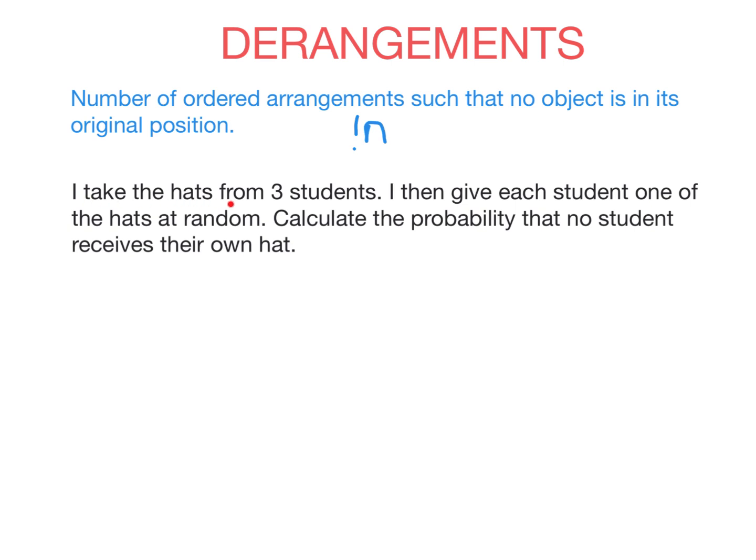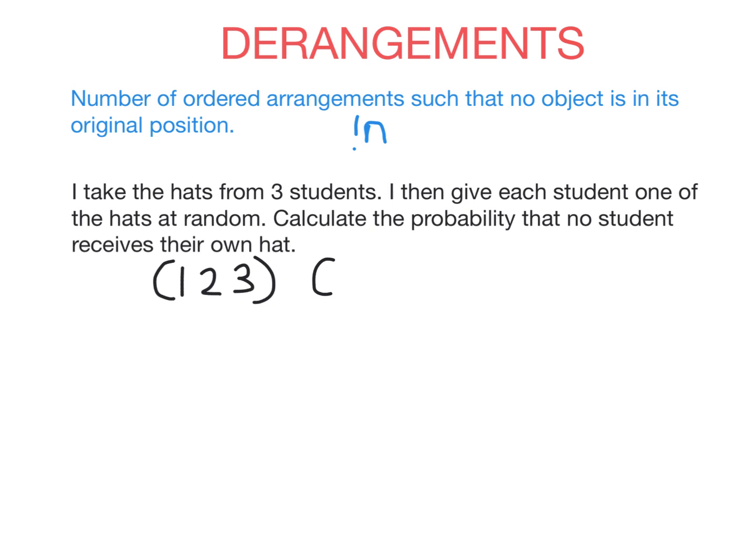So let's say I take the hats from 3 students. I then give each student one of the hats at random. Calculate the probability that no student receives their own hat. So let's write out the number of possible arrangements for this. So I'm going to write the arrangement 1, 2, 3. That means that person 1 got hat 1, they got their own hat, person 2 got their own hat, and person 3 got their own hat.